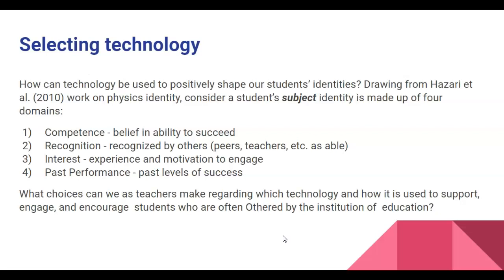Understand that a student's identity can be thought of as consisting of several different domains: their competence, or their belief in their ability to succeed; recognition, or being recognized by others as being capable; their interests, so their experience and motivation to engage; and their past performance, which is their past level of success. When we choose a technology, we are choosing to impact their identities. So when you think about the technologies that you've seen used in the practicum, that gives you a starting point to think about why it shifted the feel of the class for some students in some directions and for others in perhaps very different directions.